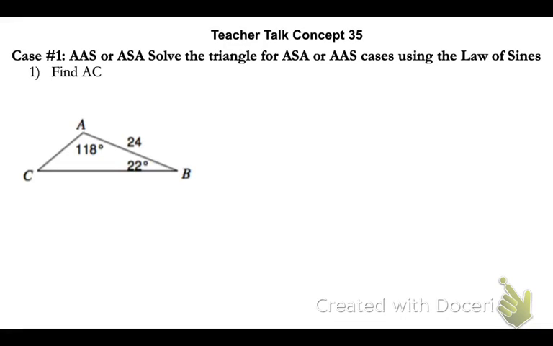Please make sure that you are attempting this problem on your own and then using this video to check. Okay, so the first thing to notice is that they want us to find side length AC. If we're going to use the law of sines, we want side length AC, and we notice that the angle across from it is angle B.